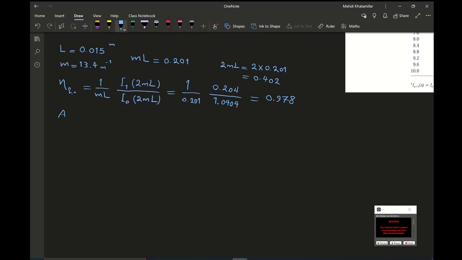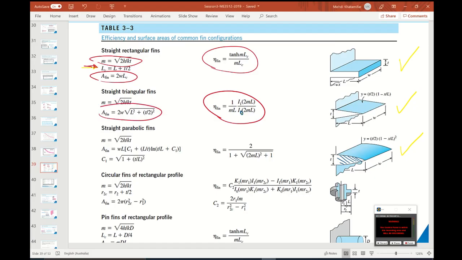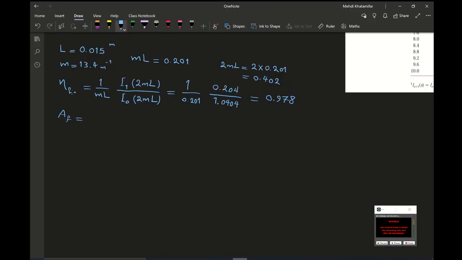And let's calculate the fin area. What's the formula? The fin area formula is here. So 2w times the square root of L squared plus half of the thickness squared, which is 2w square root of L squared plus (t/2) squared, which is going to be 0.030 meter. Again, meter, because I'm not using w.